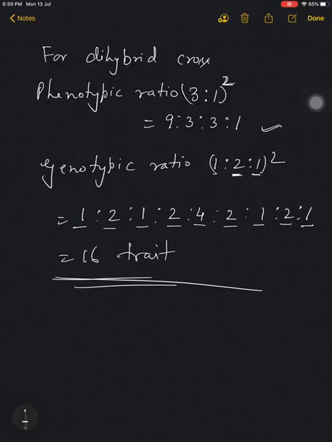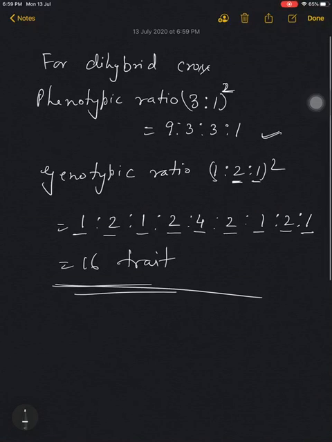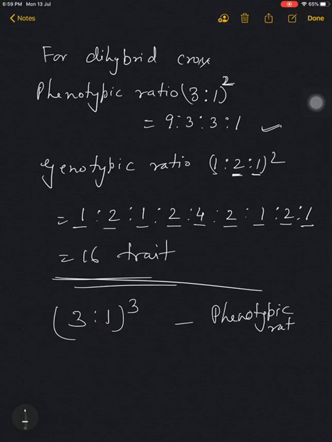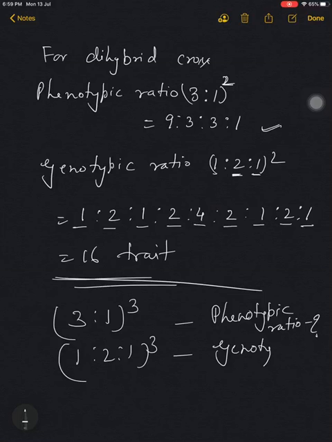So what do you see? How will you calculate the genotypic and phenotypic ratio? This is very simple. If a question is given as there are 3 traits, so at that time you have to write 3:1 cube for phenotypic ratio, and you can find out the value. Just like it, 1:2:1 cube for the 3 trait genotypic ratio. Likewise, you can find out for the 4 trait, 5 trait, etc.